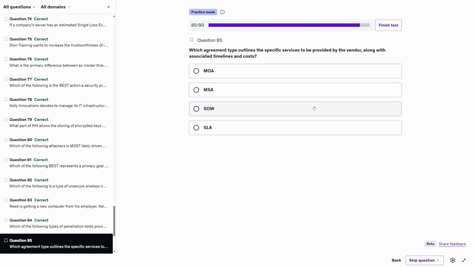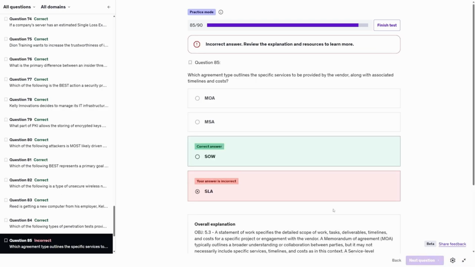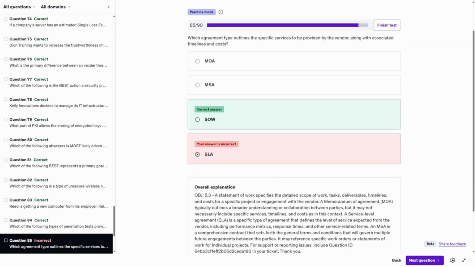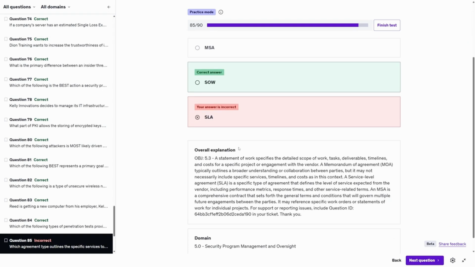Which of the following agreement types outlines the specific services to be provided by the vendor along with associated timelines and cost? Okay, in this case, I am not remembering these abbreviations. I think the answer is D, but let's go ahead and check. Okay, that was incorrect. Sorry, guys. The answer is actually C, SOW. Let's check out the answer here.